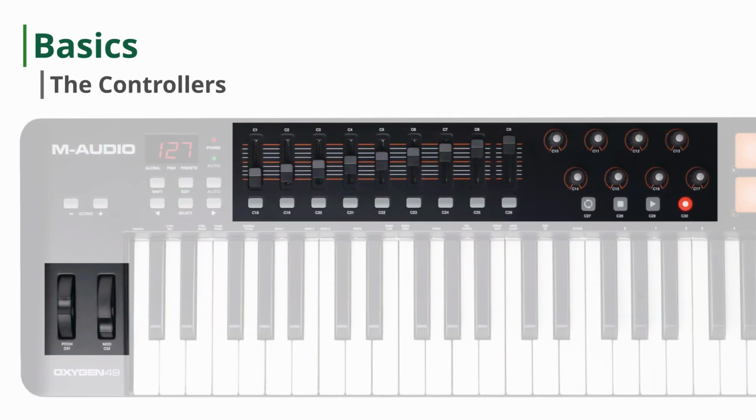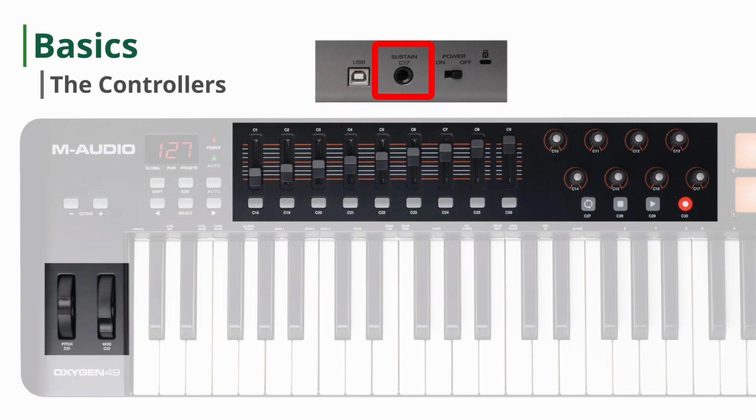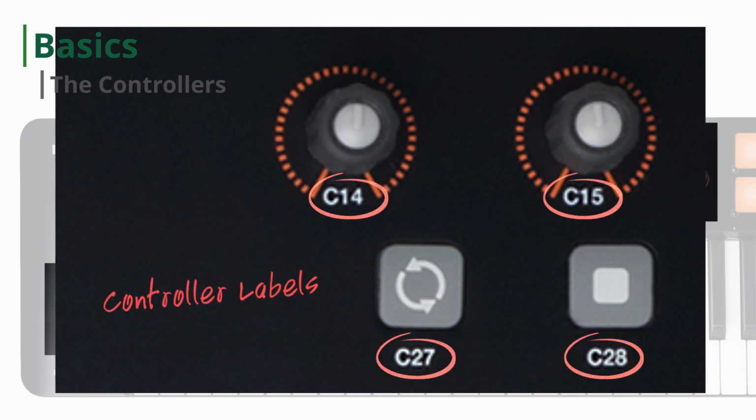Speaking of which, the controllers are used to send various types of MIDI messages. They're all labelled with a C and a number, so we have the sliders, the knobs, various buttons, the pitch wheel, the mod wheel, and don't forget the jack on the back for a sustain pedal. As I mentioned, the drum pads are not controllers, nor are the piano keys, or these buttons on the left. First up, these labels have nothing to do with the MIDI messages being sent. They're just labelled to help identify which is which. The C means it's a controller, it has nothing to do with MIDI CC messages, and the number is arbitrary.